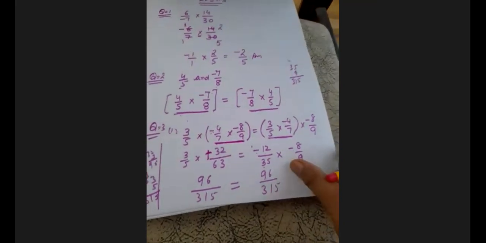Clear, students? Next is find the multiplicative inverse. Multiplicative inverse is the reciprocal of any number, that is 12, 1 upon 12. Clear? Next is question number 5th.